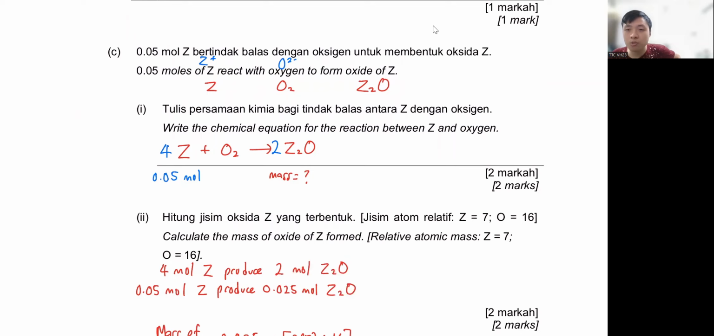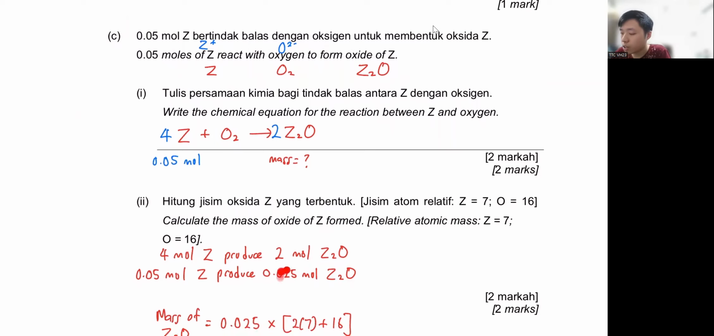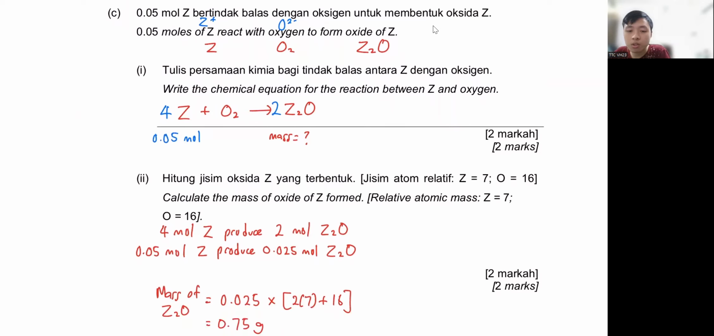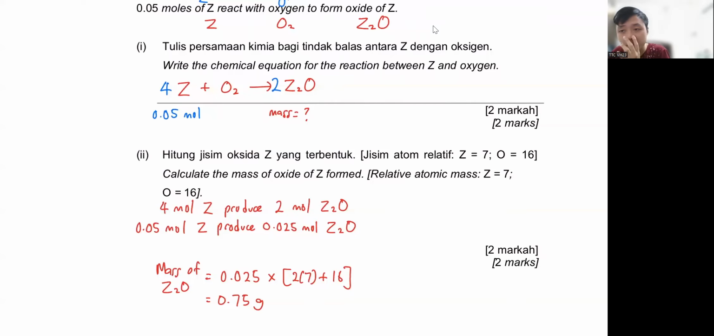If you're scared in the exam you don't remember, you write the sentence, you can write Z to Z2O also can. But maybe just slightly safer, I say. Then you calculate. After that, you get this info already, important. Remember, number of mole is mass over molar mass. So the mass equals number of mole times molar mass. 2 times 7 plus 16. Is this 7? Yeah, here that's 7.